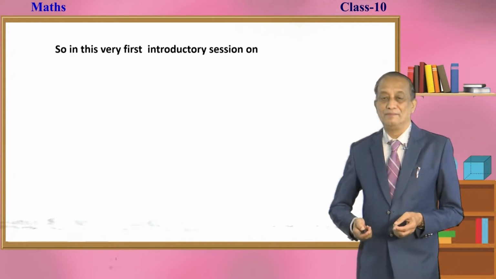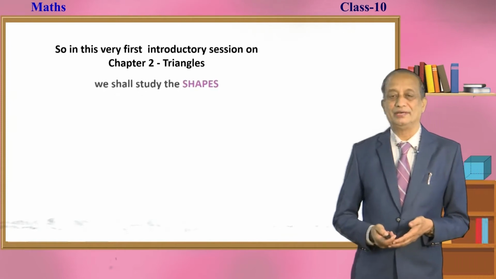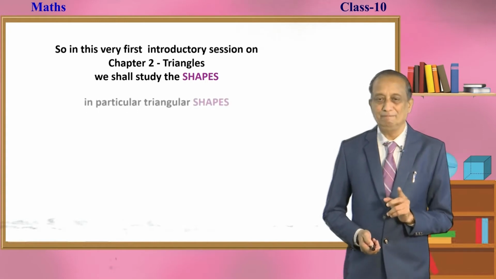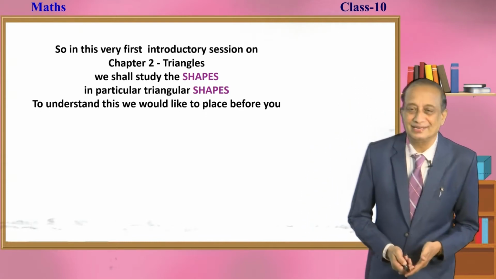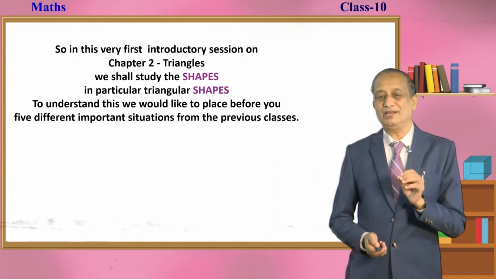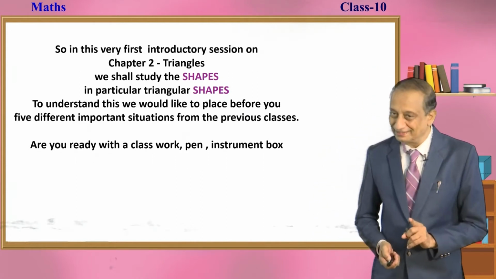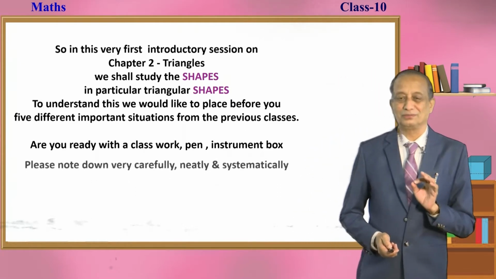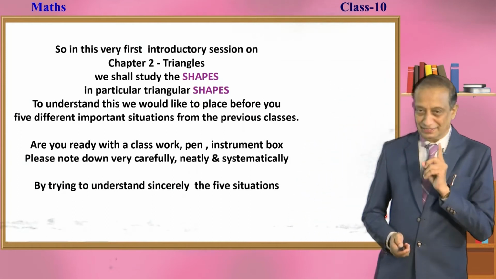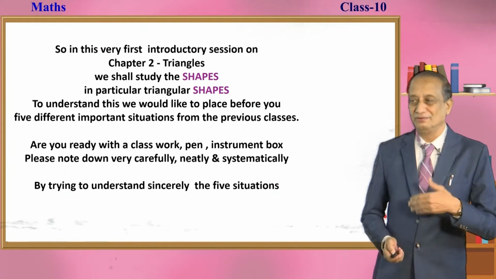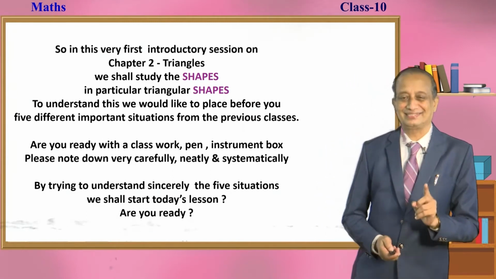Now, I wanted to briefly tell you in this introductory session on chapter 2 called triangles, we are going to study the shapes, in particular triangular shapes only. Let us try to understand in this chapter, in this unit. In order to understand this children, I would like to place before you 5 different varieties of situations which you have already learned from your previous classes. Are you ready children with the classwork, pen, instrument box? Please make a note of them very carefully, neatly and systematically also. By trying to understand these things very sincerely, the 5 situations which I am going to tell you right now, we shall start today's lesson. Are you ready, children? Here we go, children.